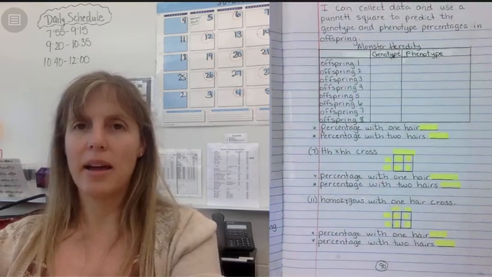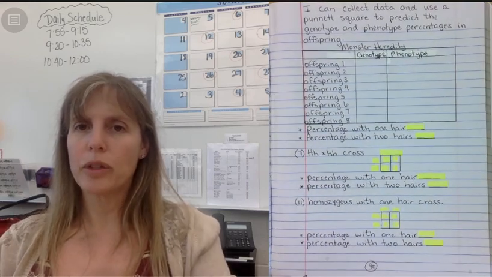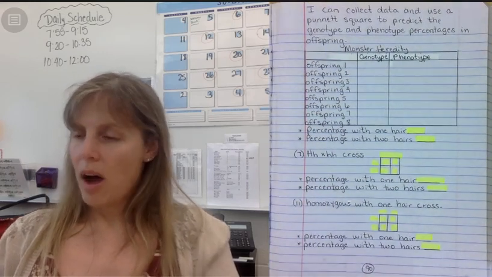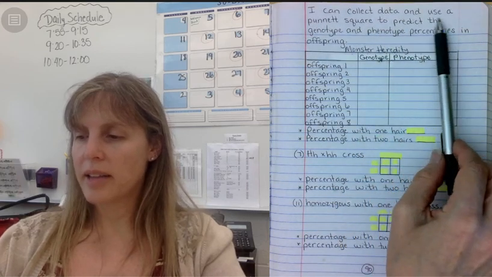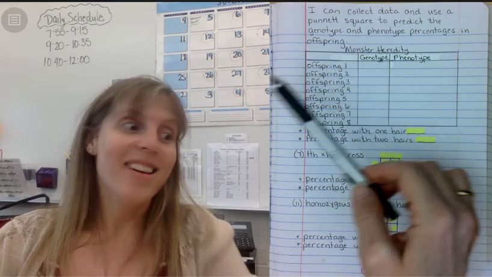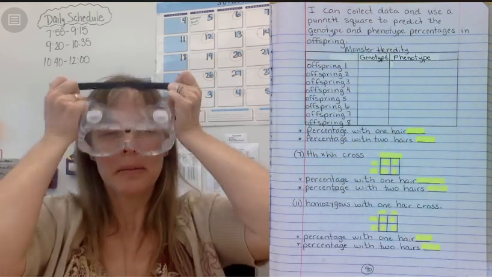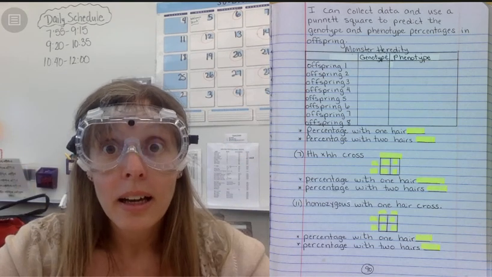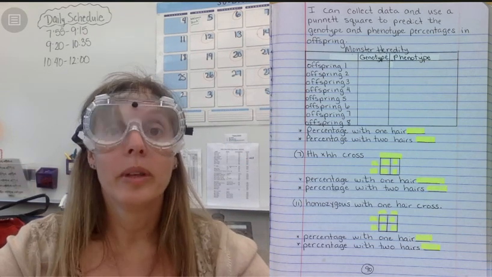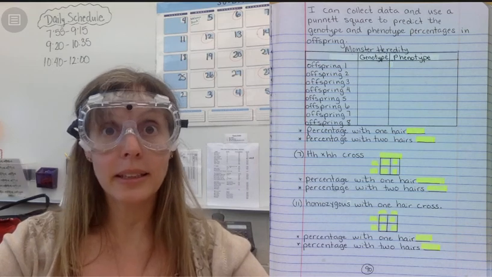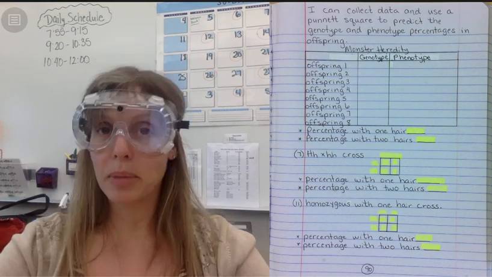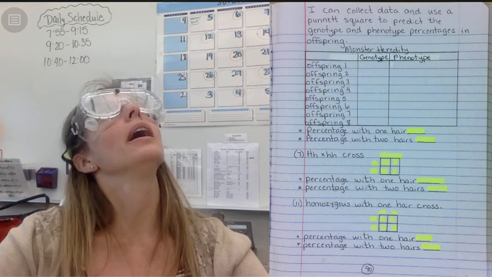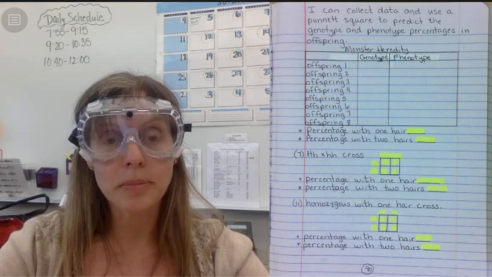Okay, our next lab is on page 90. So on page 90, our next learning target says, I can collect data and use a Punnett square to predict the genotype and phenotype percentages in offspring. That sounds like we're going to need our goggles. That's a lot of science. Collecting data, using Punnett squares, predicting, big word genotype, big word phenotype. Oh my gosh, and math to figure out percentages.